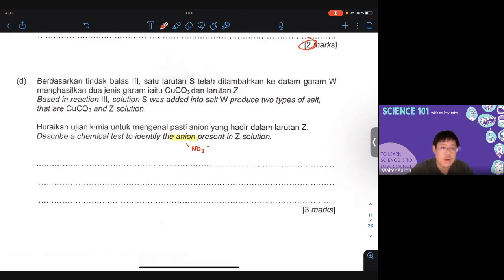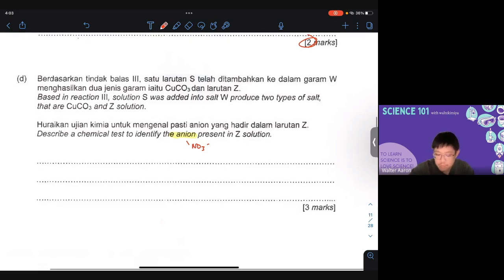All you have to do is just to write, you add acid first, then iron 2 sulfate. And then after that, you add a little bit of concentrated sulfuric acid along the wall. And then there's a brown ring formation, okay? So you see over here, very simple, add 2 cm cube of dilute sulfuric acid into the solution.